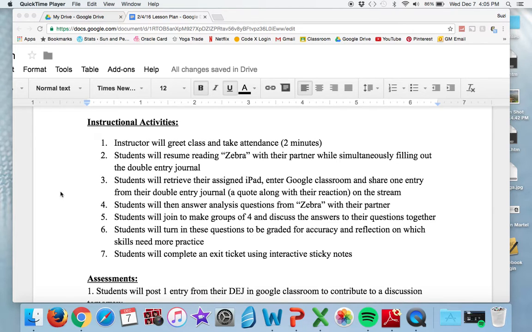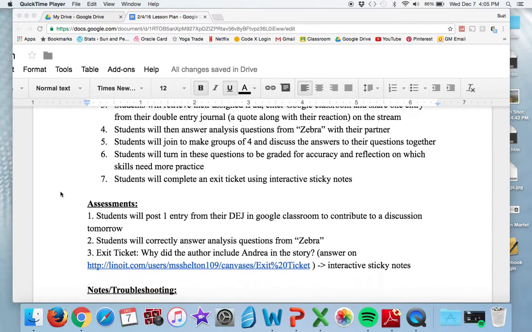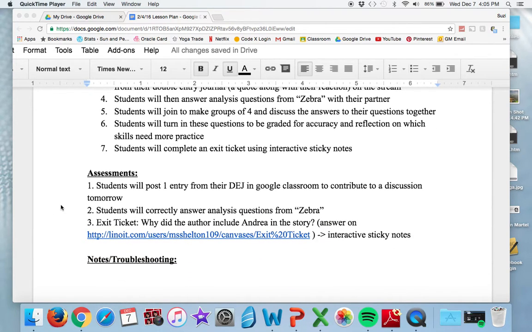Number 6, next students will turn in these questions to be graded for accuracy and reflection on which skills need more practice. And then lastly, students will complete an exit ticket using interactive sticky notes. So that is how I want class to go. Those are the steps that we'll be taking.